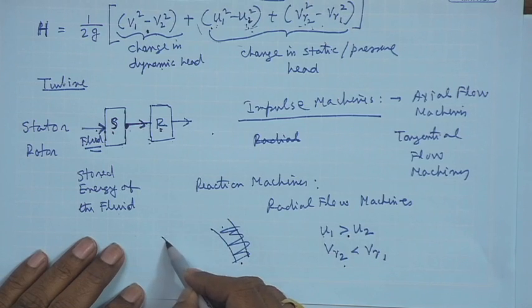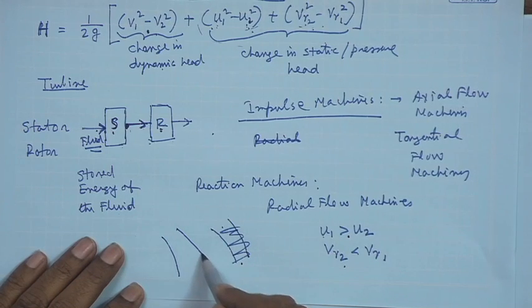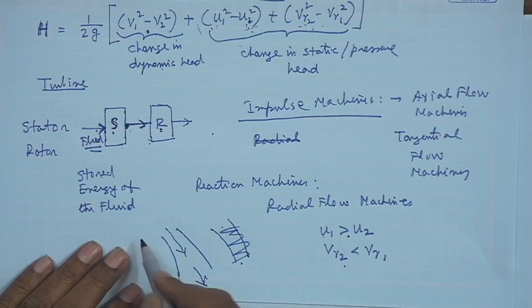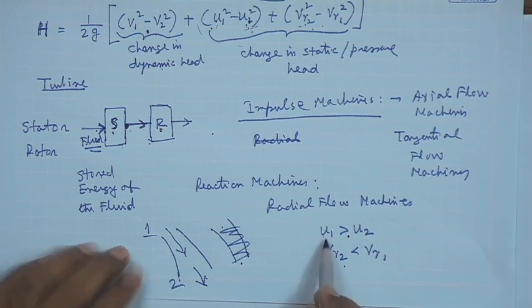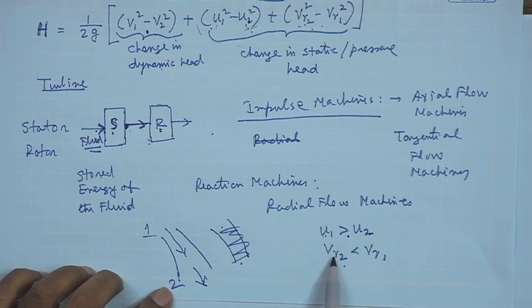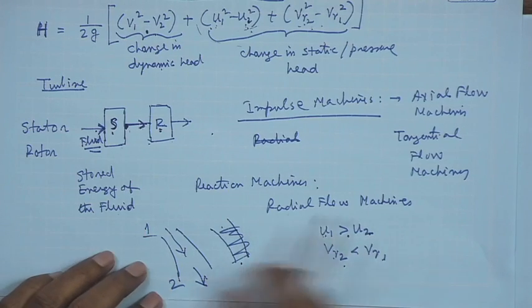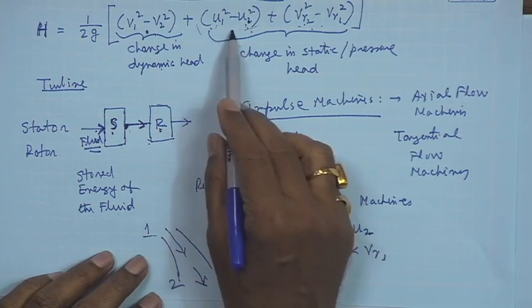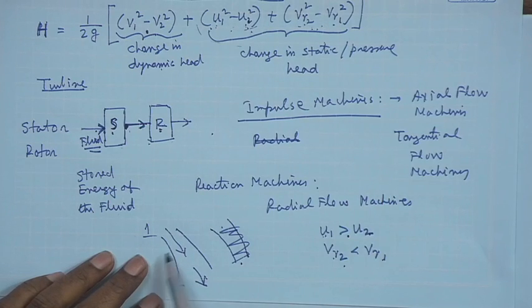Then we have to design like this, a diverging passage and a radially inward flow, that is 1 and 2. In this case, U1 is greater than U2, VR2 is less than VR1. In such a way the passage will be designed, they counter each other, or the opposite, U1 is less than U2 and VR2 is greater than VR1. That means, the same passage with an opposite direction of flow, radially outward.